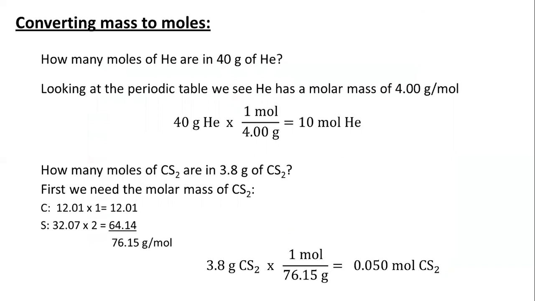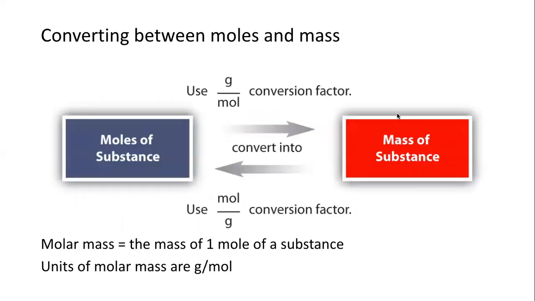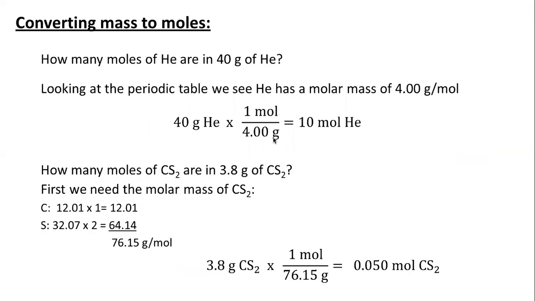So you might get a question that says, how many moles of helium are in 40 grams of helium? We look at the periodic table and we see that helium has a molar mass of 4 grams per mole. So you take the atomic mass that's on the periodic table, and instead of AMU, you put 4 grams per mole. So let's set up our equation. We take what we are given, which is 40 grams of helium, and because we want to go from mass to moles, we want to have our moles on the top and our grams on the bottom.